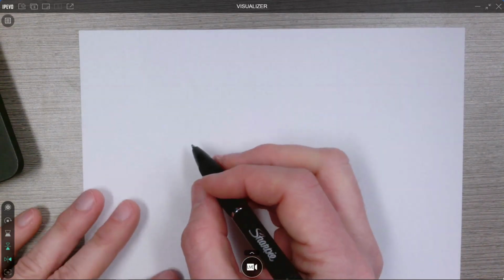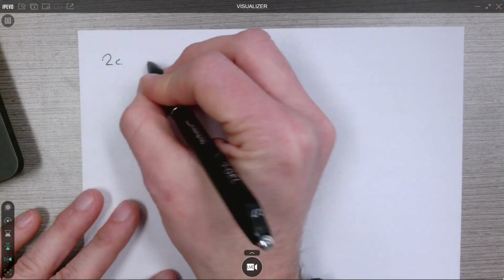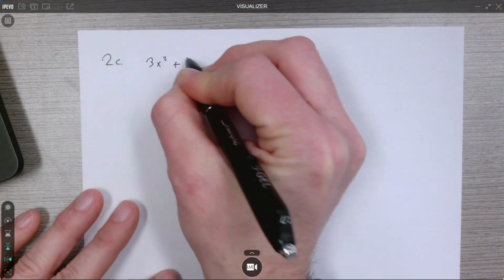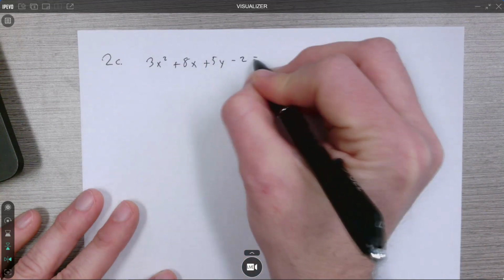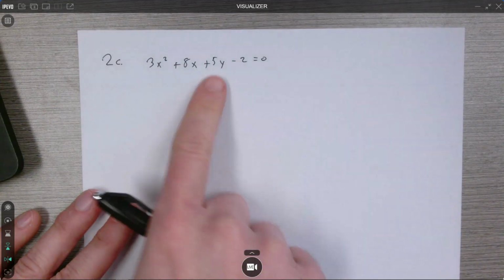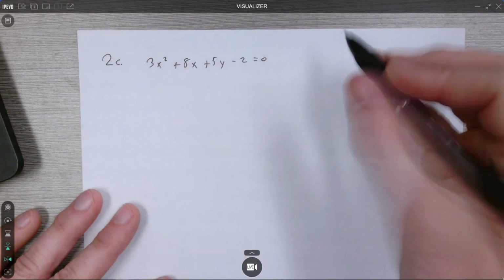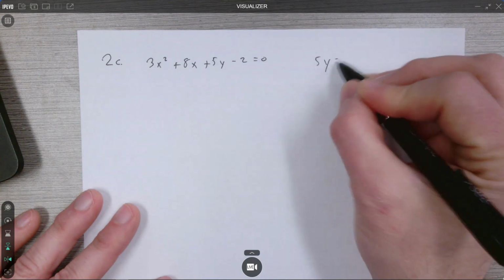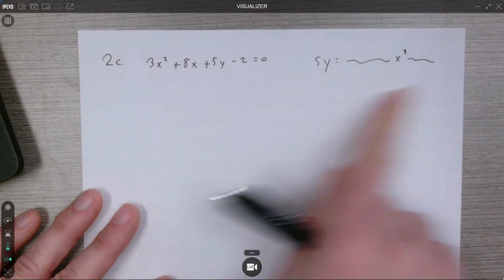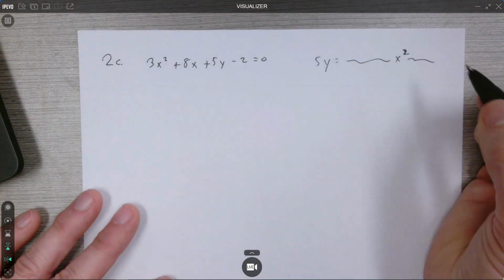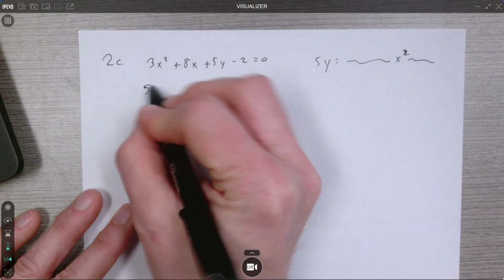All right, what about the last one? So this is 2c: 3x squared plus 8x plus 5y minus 2 equals 0. So here I'm noticing I don't have a y squared, so I could move all the x's to this side and I'd have 5y equals some stuff in terms of x's and x squareds. So that has the form of a conventional parabola. So let's solve for y. Make it look like that.